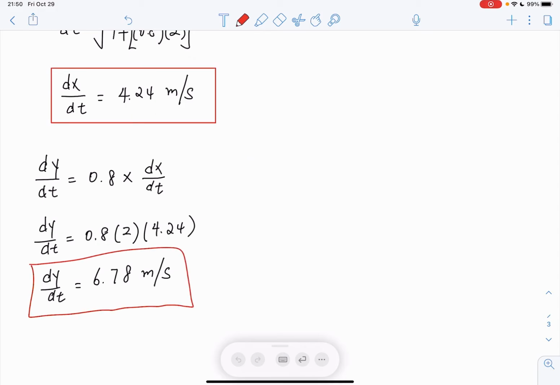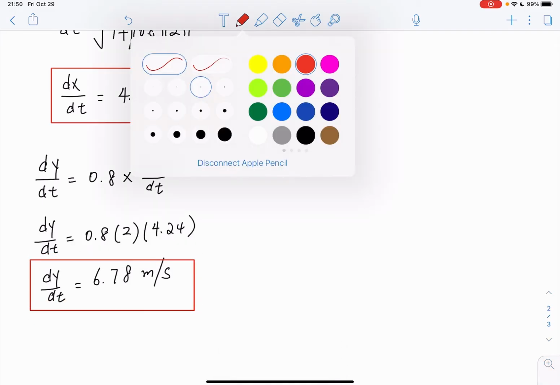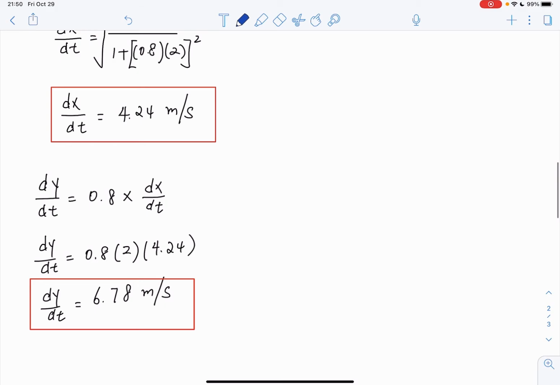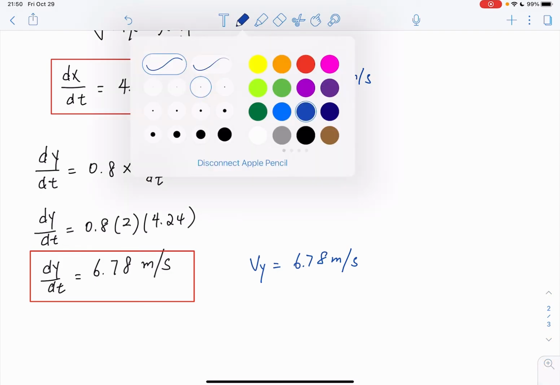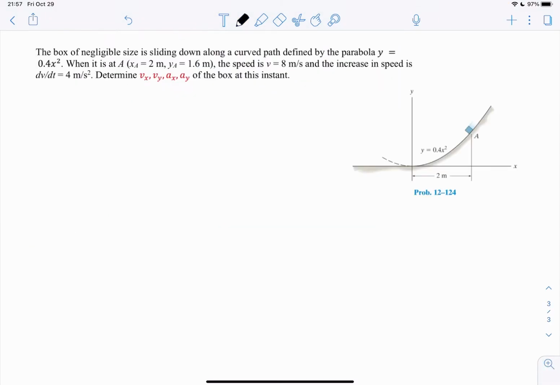We can also change it to Vx, since the problem is asked that way: 4.24 meter per second, and 6.78 meter per second. That's our answer. Both notations are the same, dx over dt.